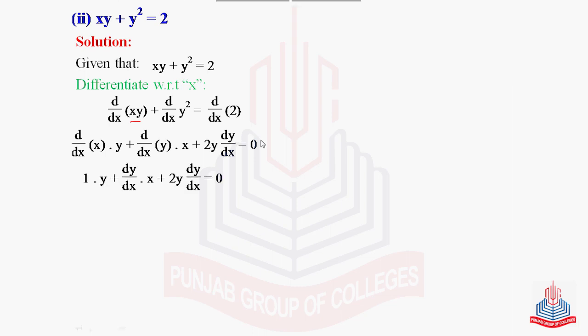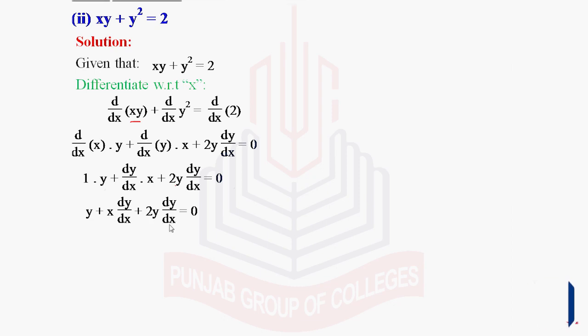So derivative of x will be 1 into y, and derivative of y will be dy by dx, x will be as it is, and this is 2y, and dy by dx will be as it is, and on the right hand side is equal to 0. So that is actually y into 1 will become y plus x dy by dx plus 2y dy by dx. So now we have actually to find dy by dx which is in both of these two terms.